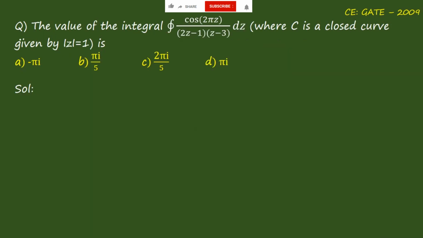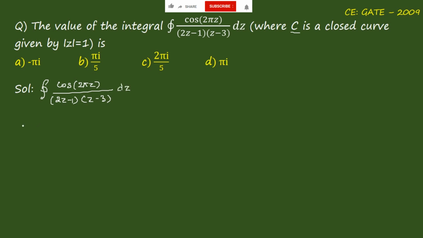Now coming to the next question. The question is the value of integral of closed curve cos 2πz by (2z minus 1) into (z minus 3) dz, where C is a closed curve given by mod z is equal to 1. So what is given is nothing but integral of closed curve cos of 2πz by (2z minus 1) into (z minus 3) dz, right?